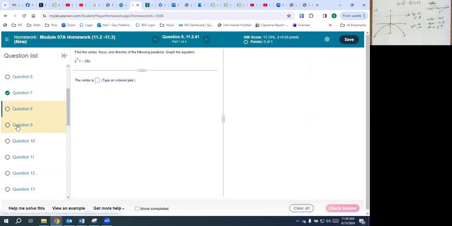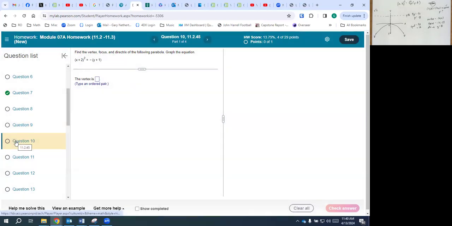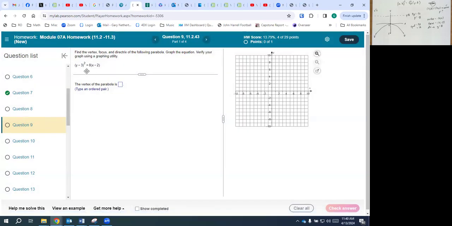All right, let's do one more problem like this. Let's do number 9. All right, here's the equation. I'm going to write it down, and then we're going to do all of our work, and then we'll come back and enter all the information they want. So it's y - 3 quantity squared equals 8 times x - 2.